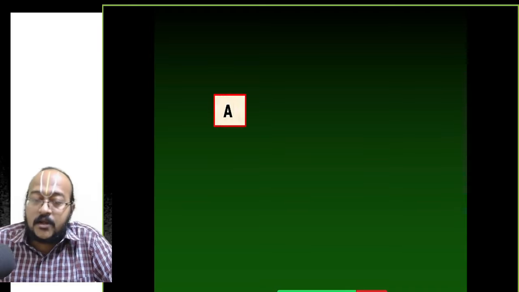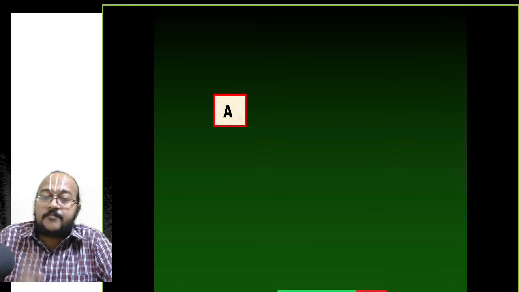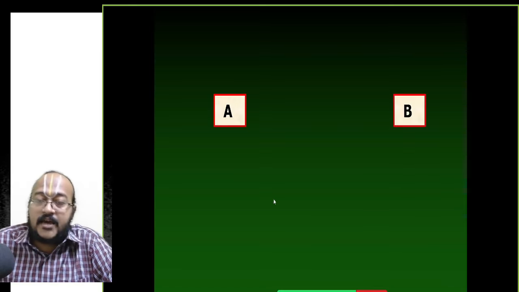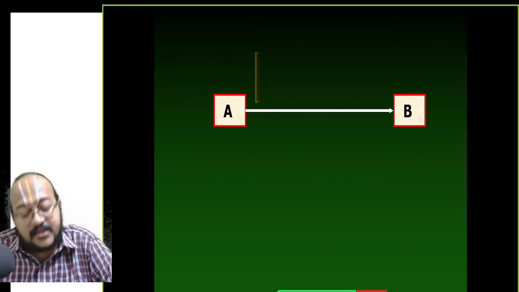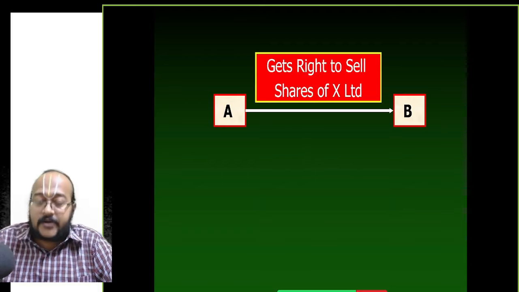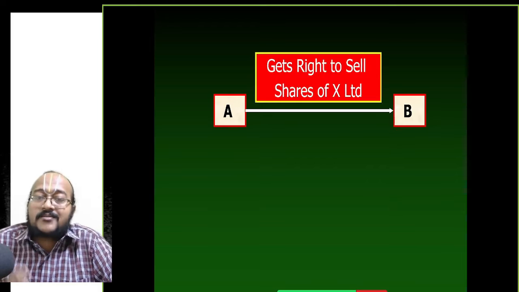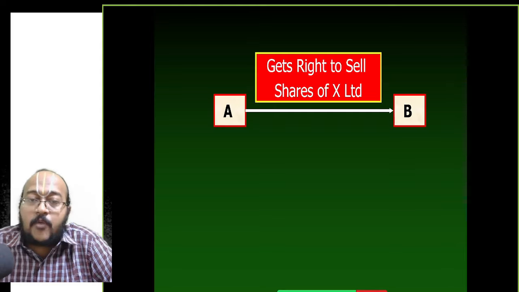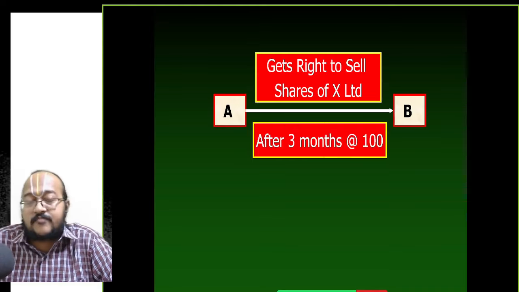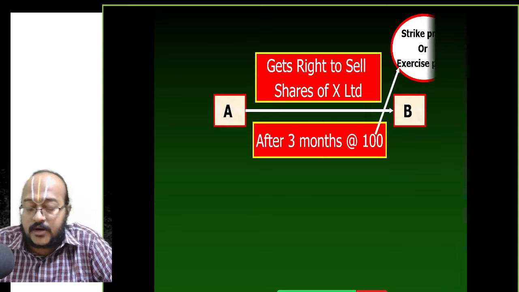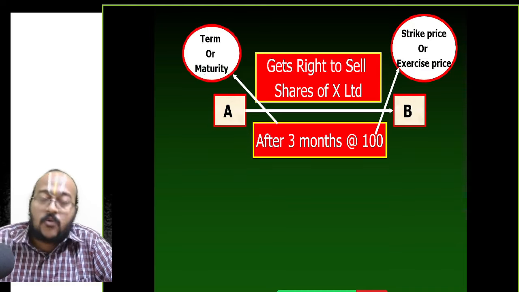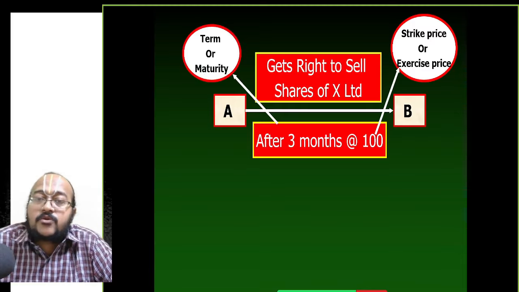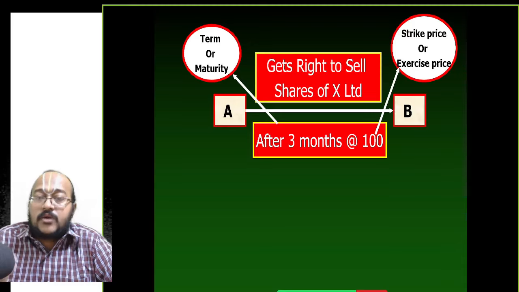Okay. Next, put option we will test. See, put option is very similar. Same thing. Only thing is, there A has got the right to buy the shares. Here A is getting the right to sell the shares. Two parties enter into a contract wherein one party gets the right to sell the shares at an agreed upon price, after 3 months at 100 rupees. Here also 100 rupees is the strike price or exercise price and 3 months is called the maturity period. Only difference is A gets a right to sell the shares. Understood? So he gets the right to sell the shares.